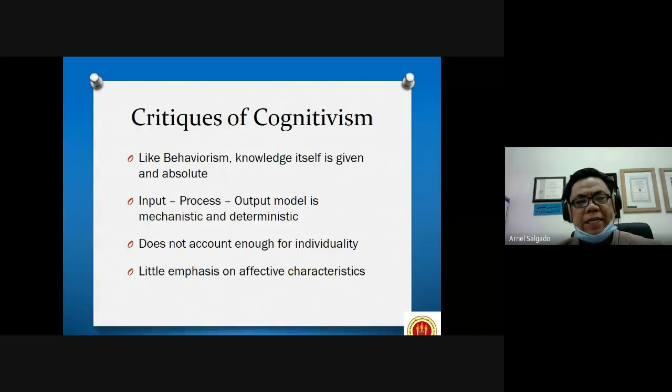It also has little emphasis on affective characteristics. Sometimes we do not look into the emotional development of the child or the student. We are going to look into the mode of the student. As long as we are coming out with the output, that's it. So individuality, and at the same time the emotional aspects of the child or the person, could not always be considered.